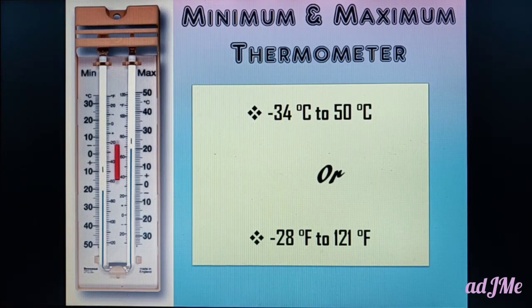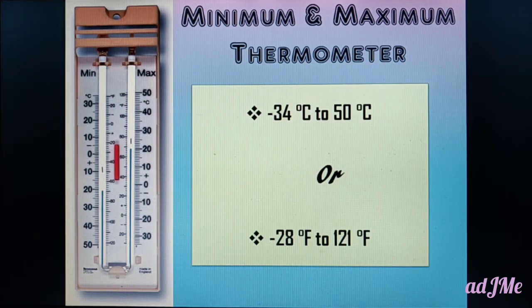That is, the minimum temperature will be on the left hand side, and the maximum temperature will be on the right hand side. The minimum scale on the left is read downwards, whereas the maximum scale on the right hand side will be read upwards. I hope you understand.